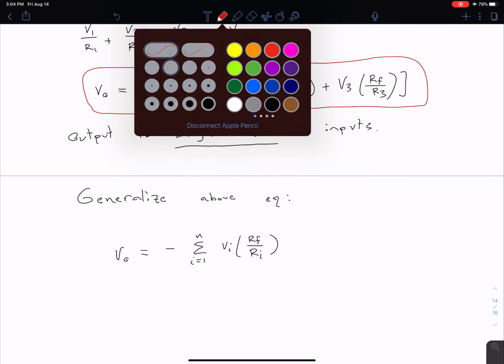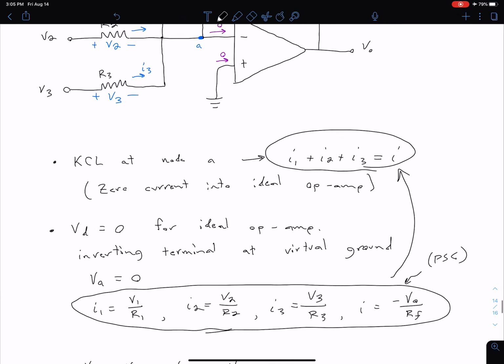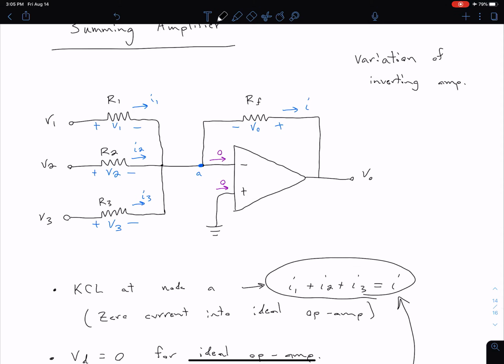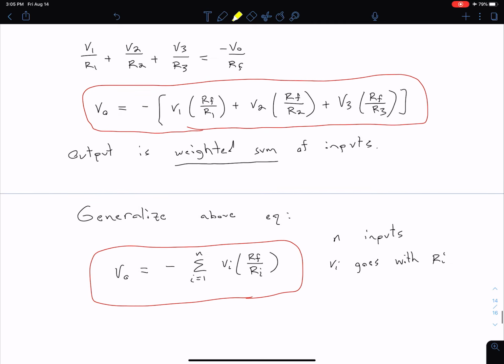Okay, so let's box this equation in too, because that's a useful one if we were talking about a more general situation. And of course here we're talking about n inputs, and of course Vi goes with Ri. And what that means, goes with, we could also say it's in series with. For instance, V1, if we come back up here, V1 is going to go with R1 in the equation, V2 is going to go with R2, and so on. So that's our good generalized equation there.